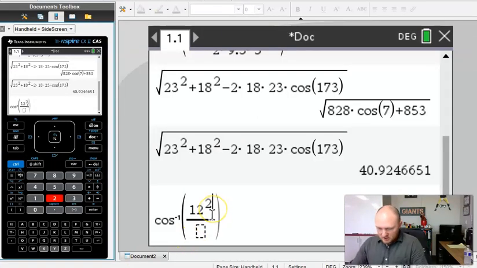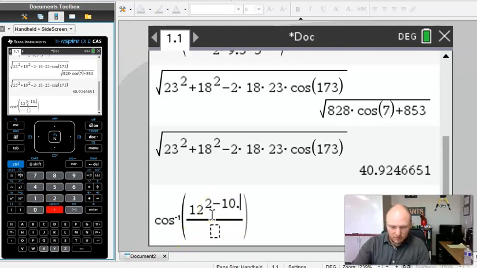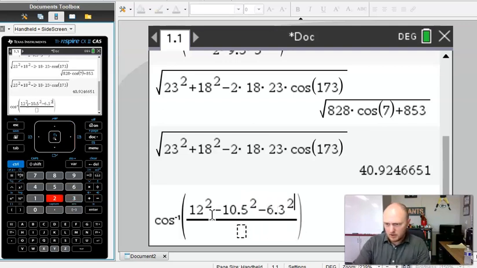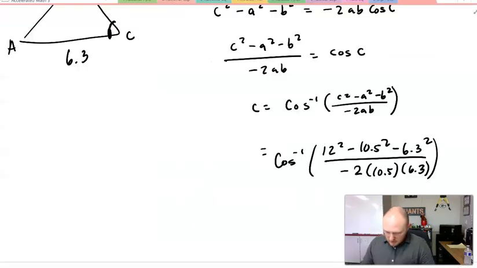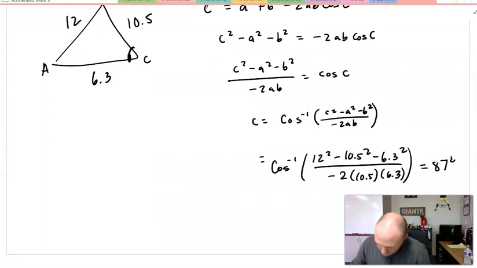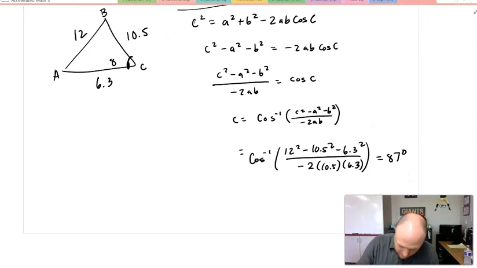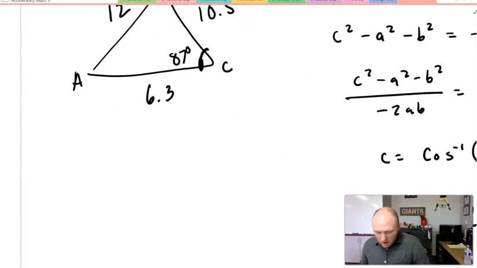So let's plug this in: 12 squared minus 10.5 squared minus 6.3 squared, over negative 2 times 10.5 times 6.3. And this gives us 87 degrees. So I found C.